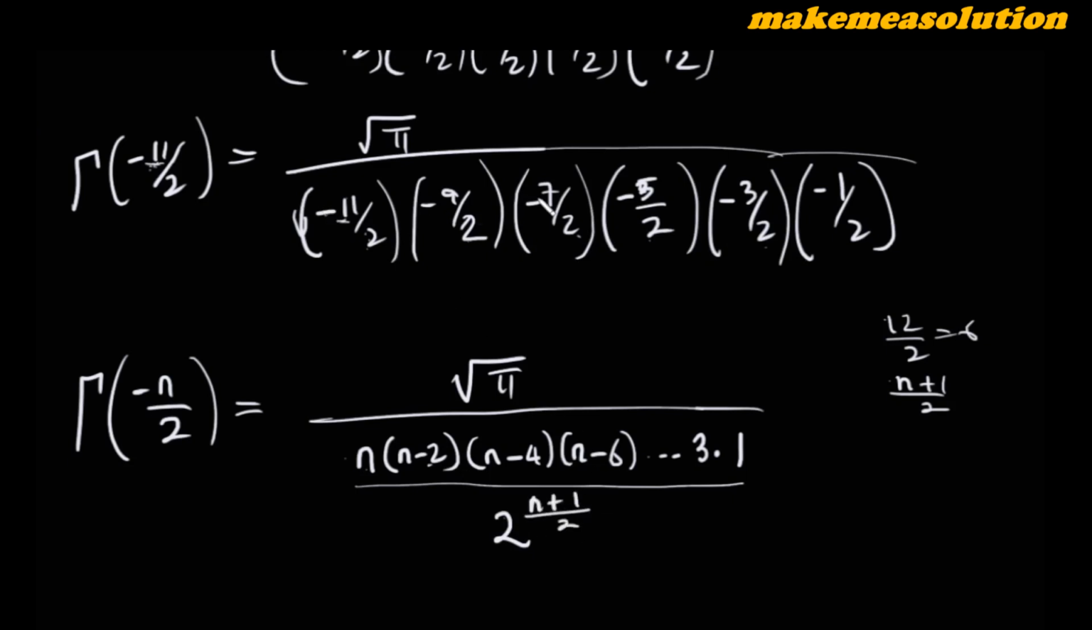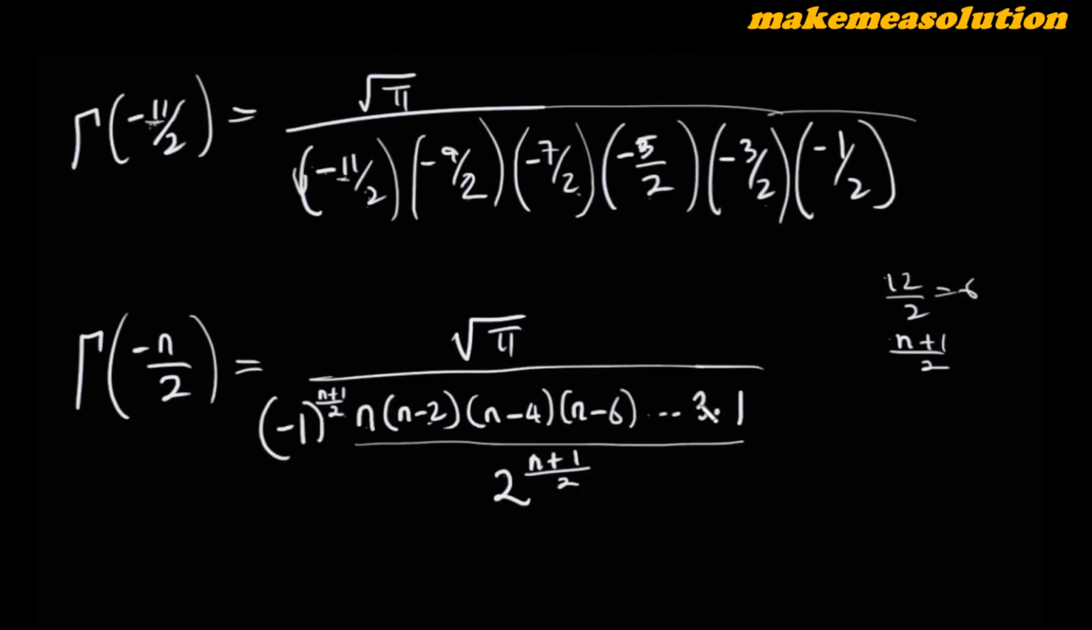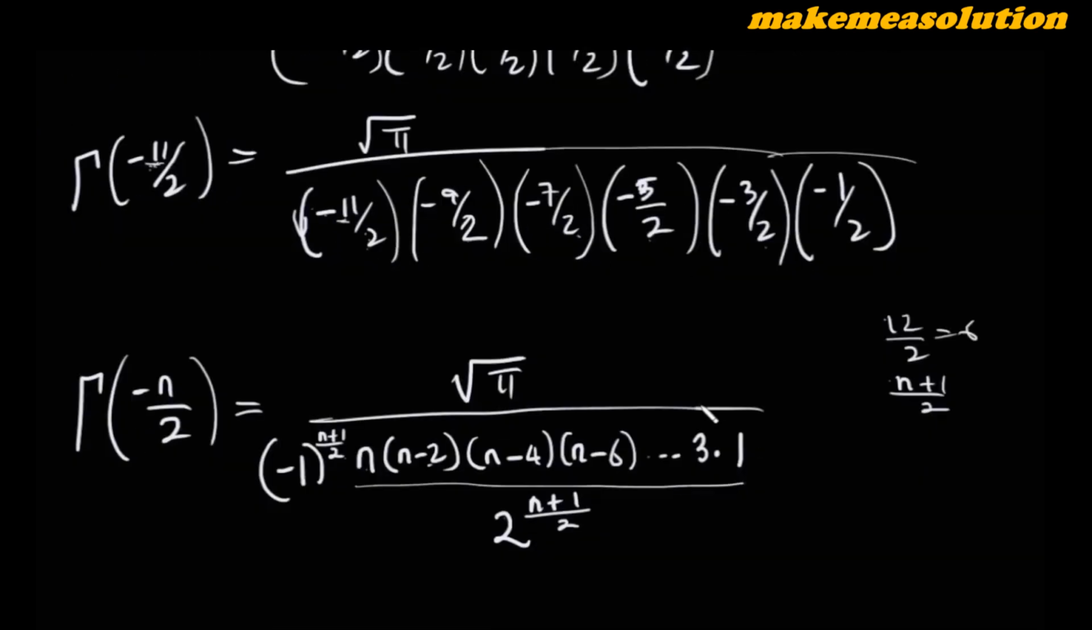So what happens to this negative sign? There are also 6 negative signs in the case of 11, and it's as if you're raising minus 1 to the same power, n plus 1 over 2. So this is a general formula for calculating it. Minus 1 raised to the power of 6 for the case of 11, over 2 raised to the power of 6, then you multiply from 11 down to 1, and everything is still under this numerator of root pi. So I hope we get the pattern now.